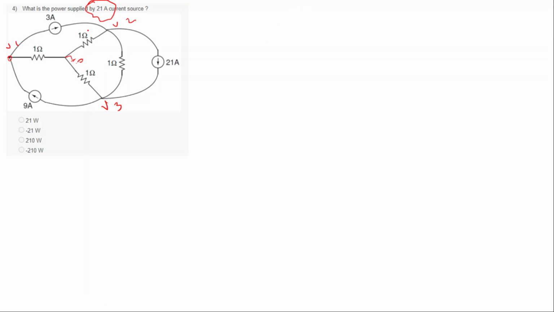Okay, so let's apply the node voltage equation at V1. All the incoming current at this node will be equal to 0 minus V1 by 1, plus, this 3 ampere current is going outside, so minus 3 ampere, this 9 ampere current is incoming, so plus 9 ampere, equals 0. So it will be minus V1 plus 6 equals 0, so V1 will be equal to 6 volt.